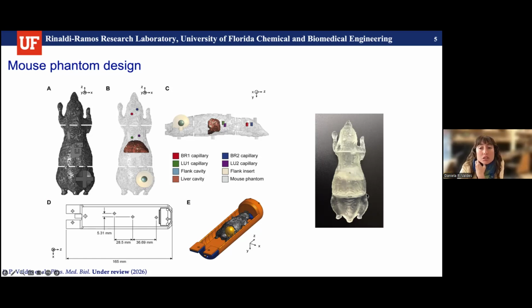When we print it with clear resin, you can distinguish the empty liver cavity here and the holes for the brain and lung ports. This is a model that doesn't have the flank. As the phantom is modular, we can change this bottom part with one that has an attachment for the flank, and we can also vary the volumes for the flank.